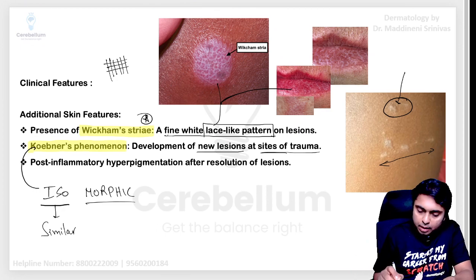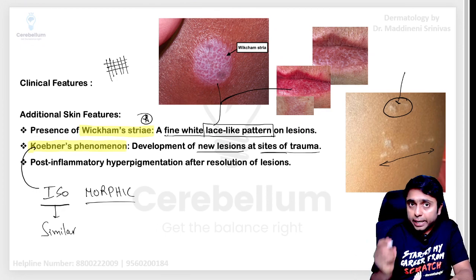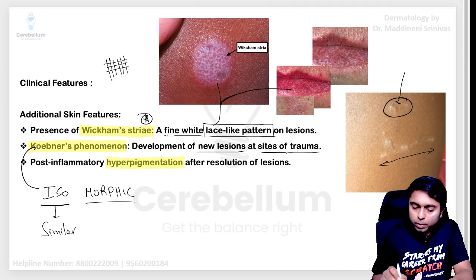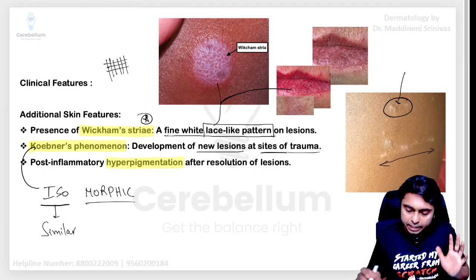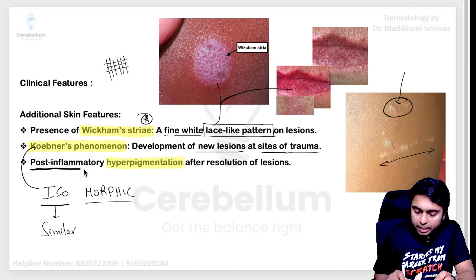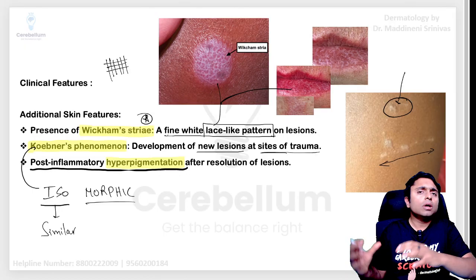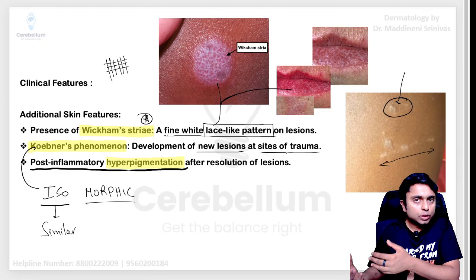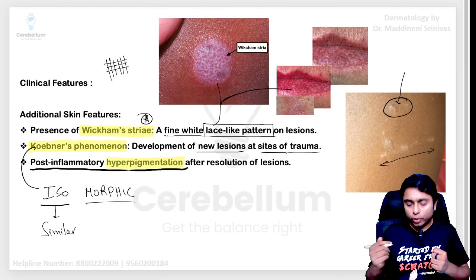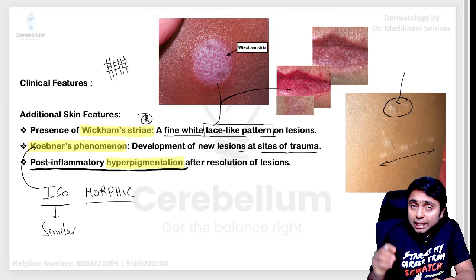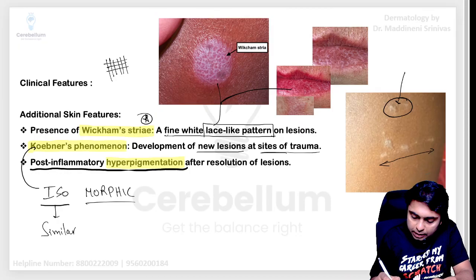Okay. And also remember students, in this lichen planus there is going to be one very big problem, that the lesions are going to heal with a very bad pigmentation, which is called as post-inflammatory hyperpigmentation. So after the inflammation resolves, there is going to be a very bad pigmentation. I will show you the picture at the end. Okay. So this is another P which you can remember, that is pigmentation.